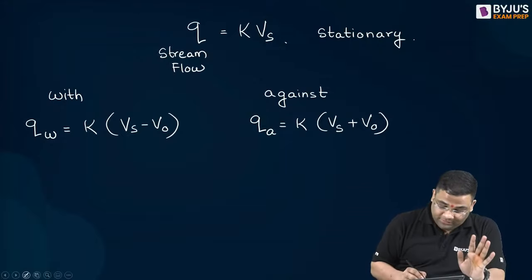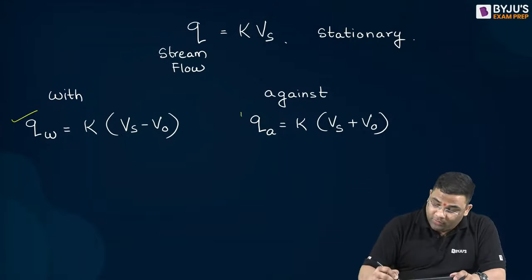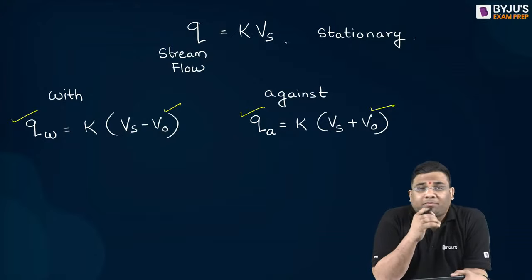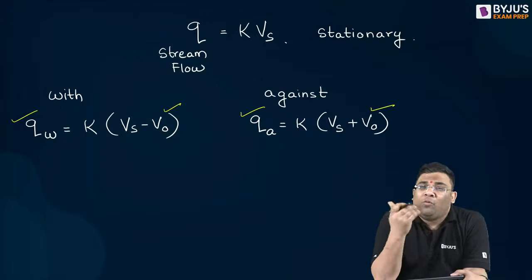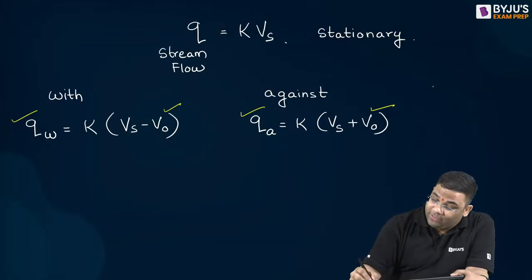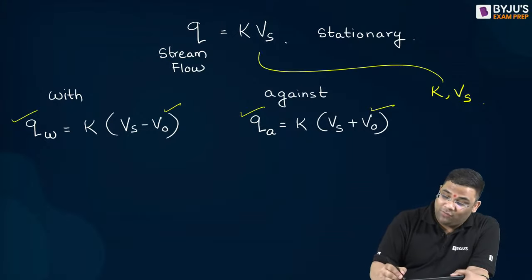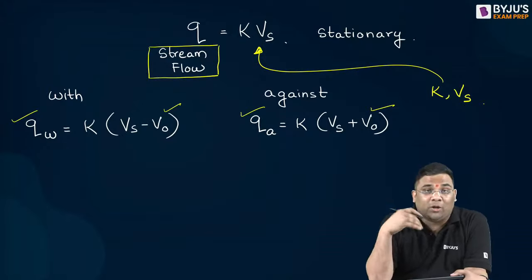Now you see these two equations. If you know Qw, you know Qa, and you know V naught, can you find out K and Vs? Yes. From this data, you can find out your K and Vs. And once you find out K and Vs, you can find out the original stream flow also, which is there for a stationary observer.